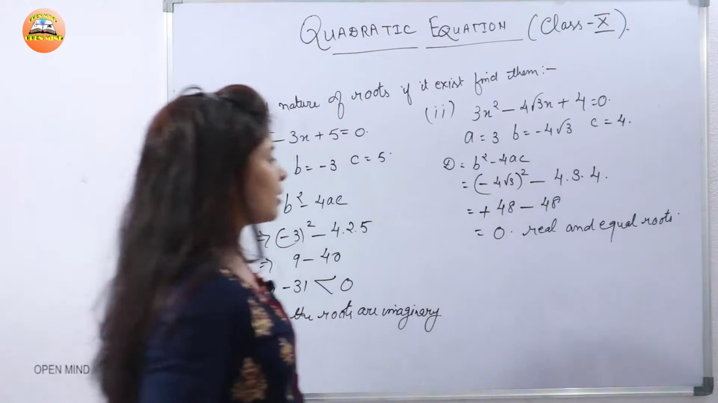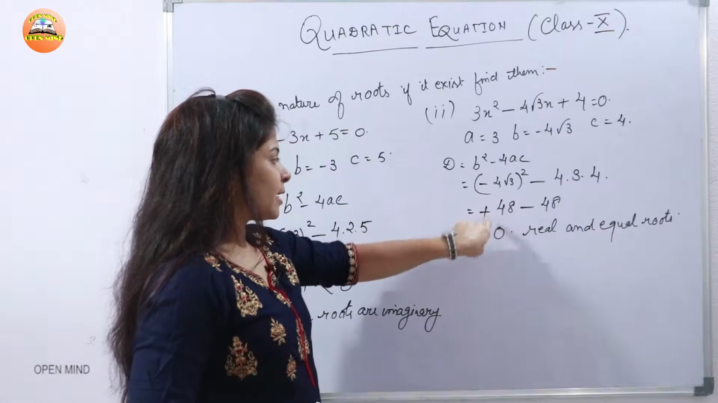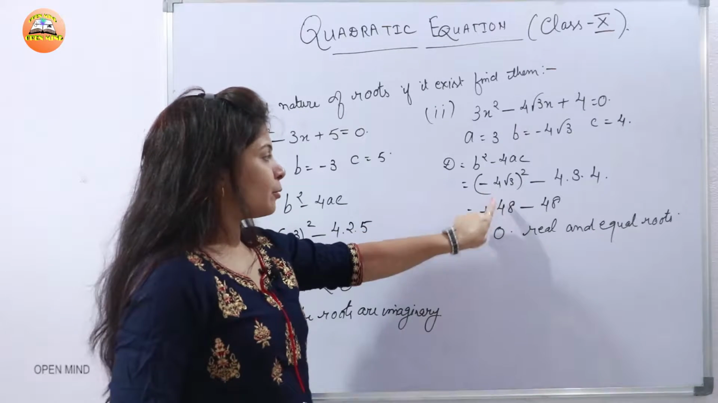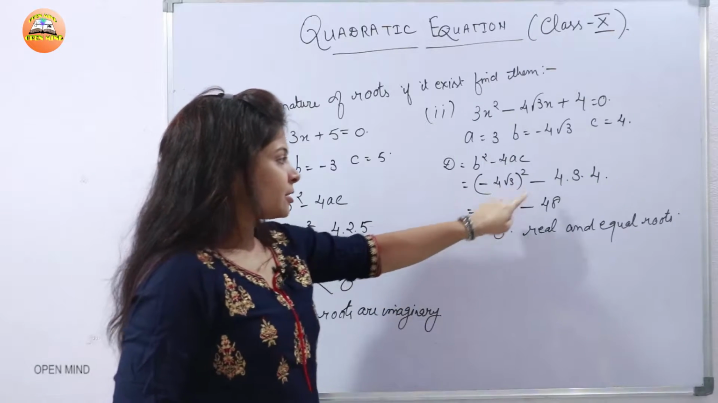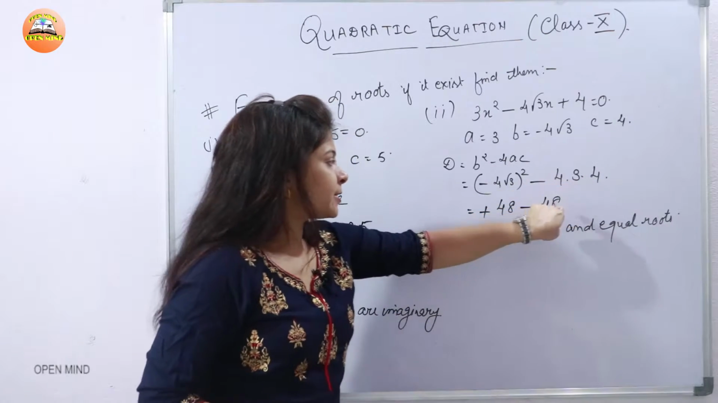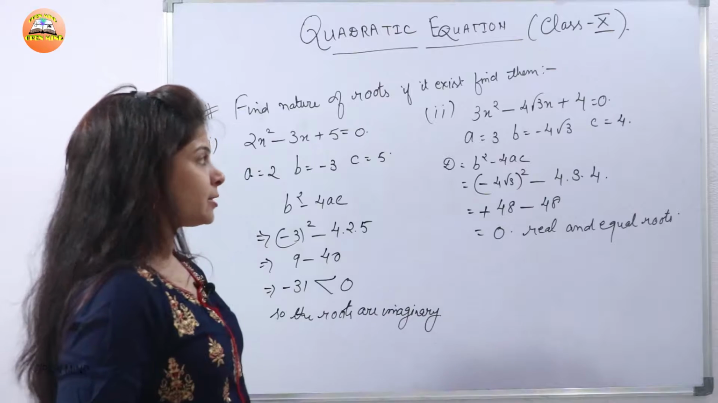Why? Because here b square minus 4ac is 0. Minus minus will become plus. That's why I wrote here plus. 4 fours are 16. Root 3 into root 3 is 3. 16 threes are 48. Again 4 into 4 is 16, 16 threes are 48. 48 minus 48 is 0.